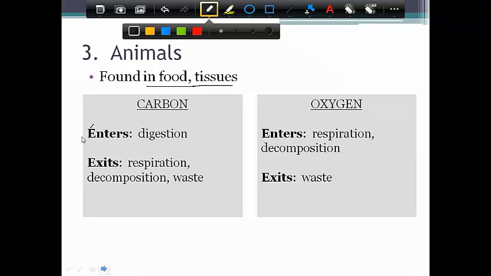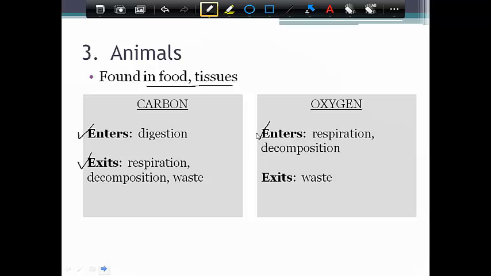How do we get it in there? Well, we have to eat stuff. Okay, digestion. So we eat other things to get our carbon. How does it get out? Again, respiration. We breathe out carbon dioxide. When we decompose, we give off carbon dioxide, and our waste products also give off carbon dioxide.